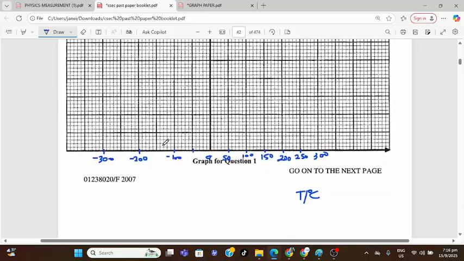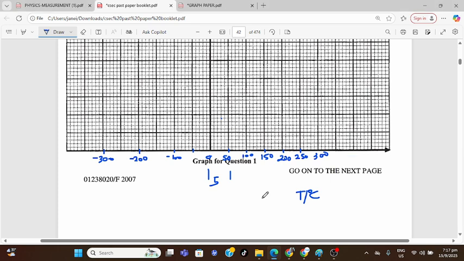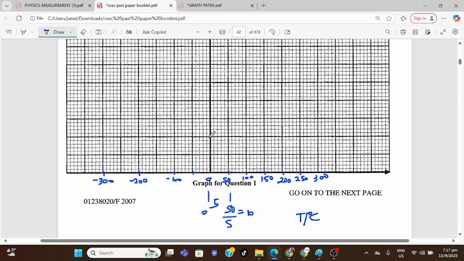Notice between here and here, there are 5 spaces. But between here and here is 50. What I can do is divide this by 5, which means each of them is value 10. Does that make sense there? I have not put the unit here. I'm going to put 10 on this one.